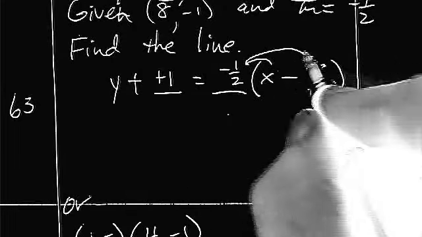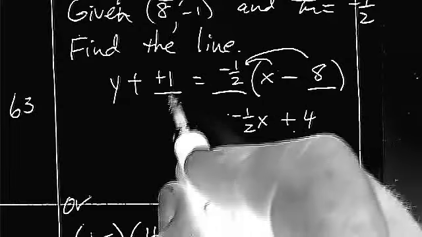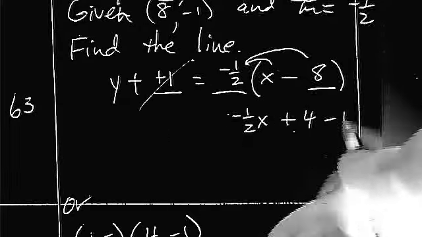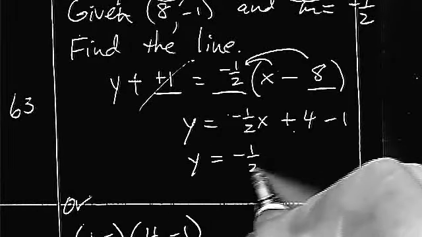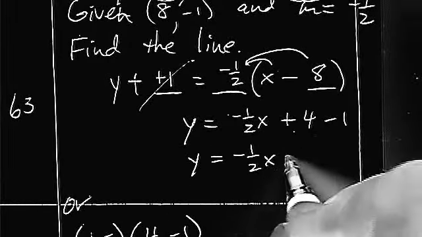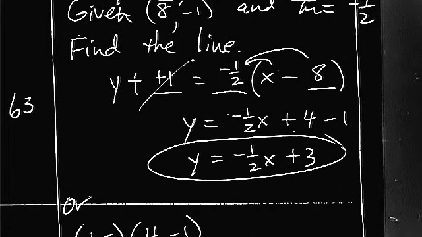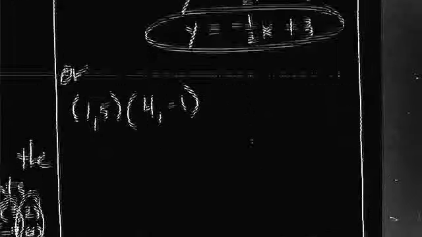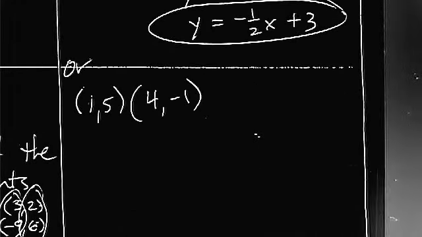Okay, so we can distribute negative 1/2 x plus 4. And then, of course, you know that I'm going to get rid of this by subtracting it to the other side. So we end up with y equals negative 1/2 x, 4 minus 1 makes 3. So there's the equation of that particular line. So what if they give me 2 coordinates only and ask me for the equation of the line?